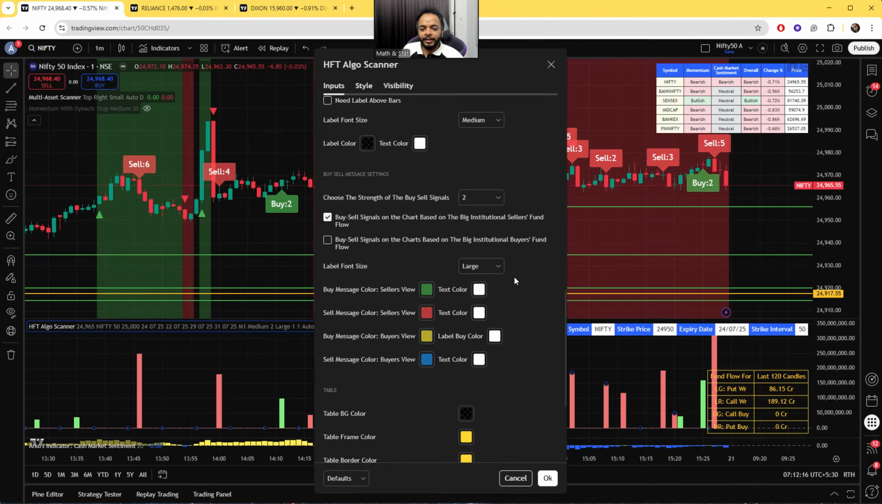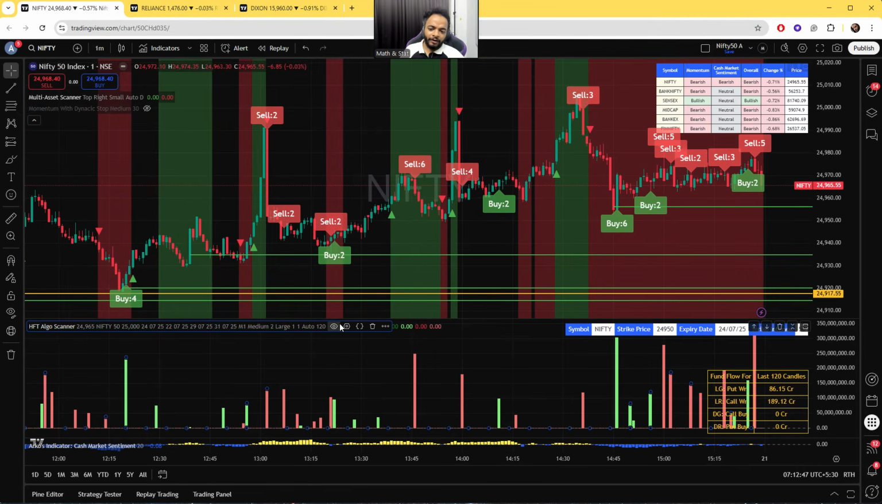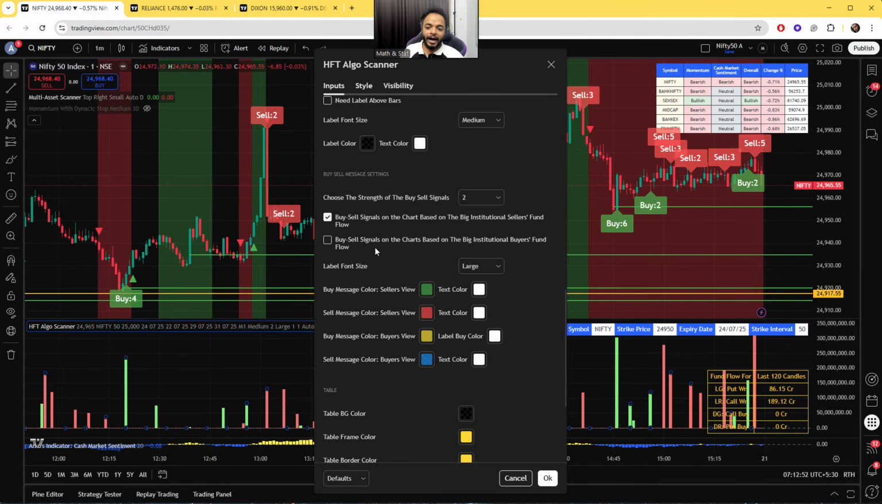Now talking about these two options, as I've told you, it's clearly written that it gives buy sell signals on the charts based on the big institutional sellers' funds flow. The sellers, call writers or put writers, are with respect to the buyers, the big option buyers, like the call buyers and the put buyers. But as you all know, big institutions mostly sell, and they mostly buy for hedging purposes, so that's why I avoid the buy sell signals coming from the buyers' fund flow.